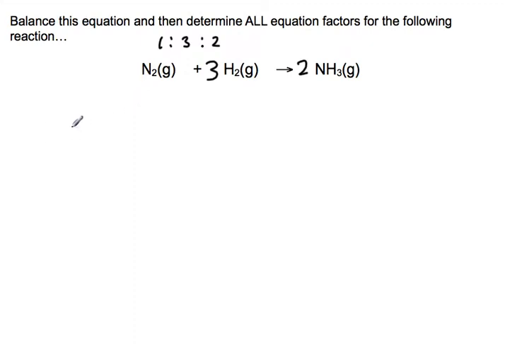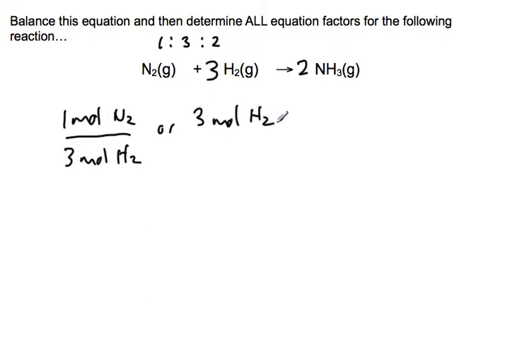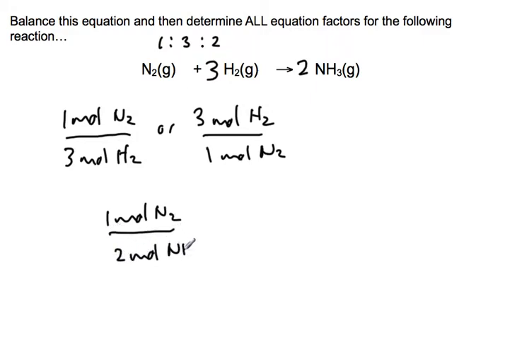As an equation factor, I could have 1 mole of nitrogen per 3 moles of hydrogen. Or I could have the opposite, which is 3 moles of hydrogen per 1 mole of nitrogen. So that's one ratio. Well, I can also have a ratio between hydrogen or nitrogen and ammonia. 1 mole of nitrogen per 2 moles of ammonia. That's what the coefficient is telling me. Or 2 moles of ammonia per 1 mole of nitrogen.